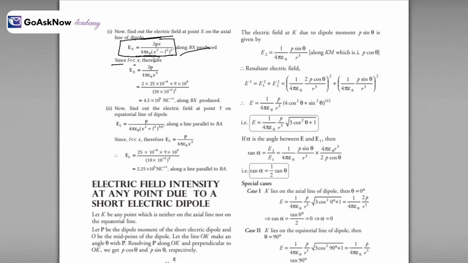And since L is very much less than x here, the distance between the two charges of the dipole is very small compared to the x distance. So therefore Ex will become what?